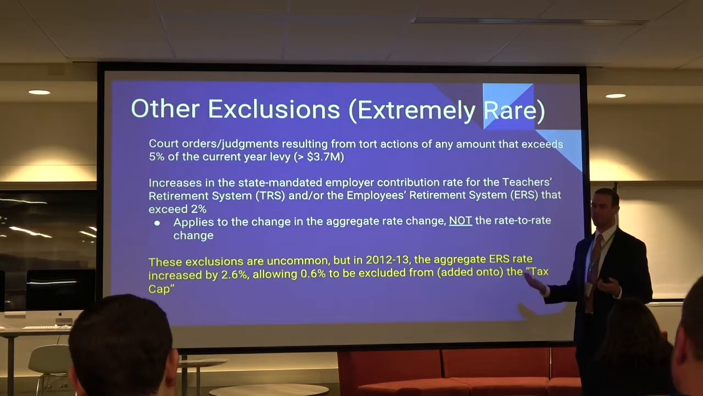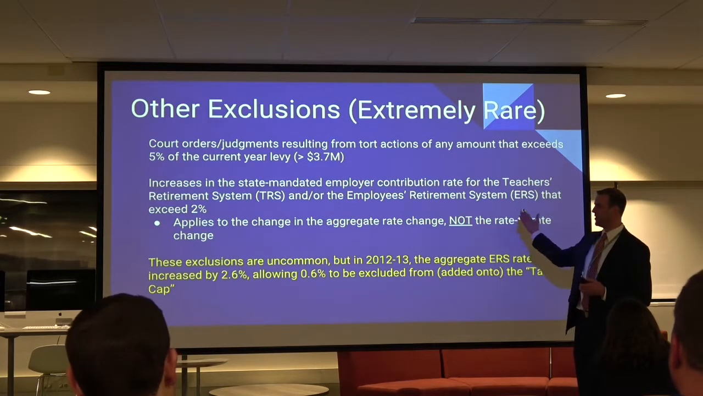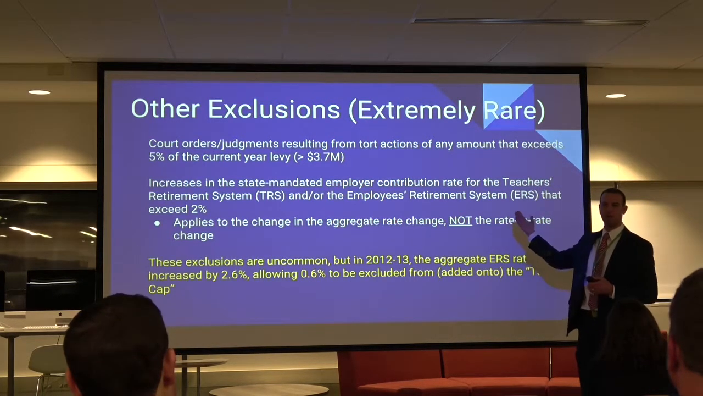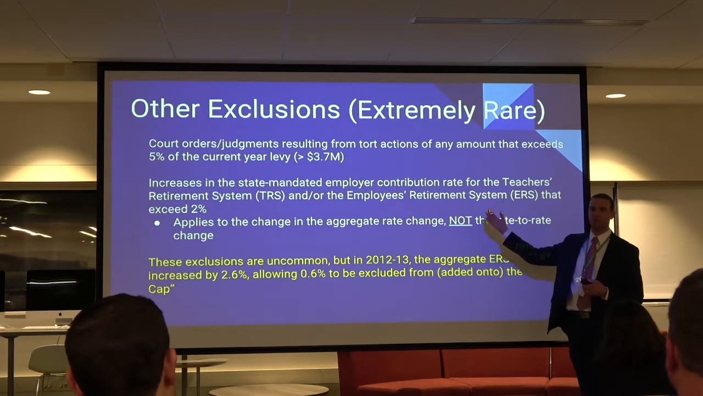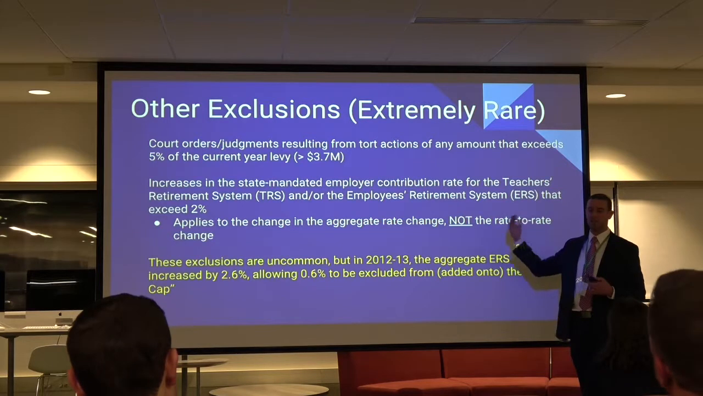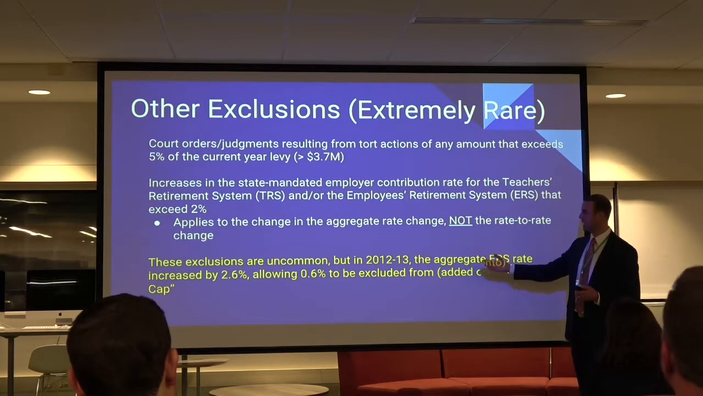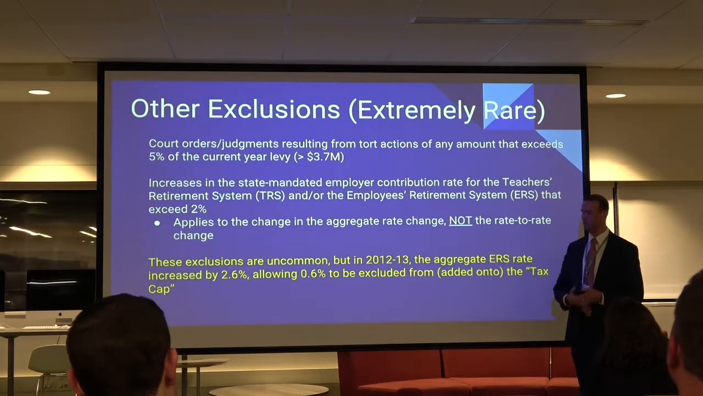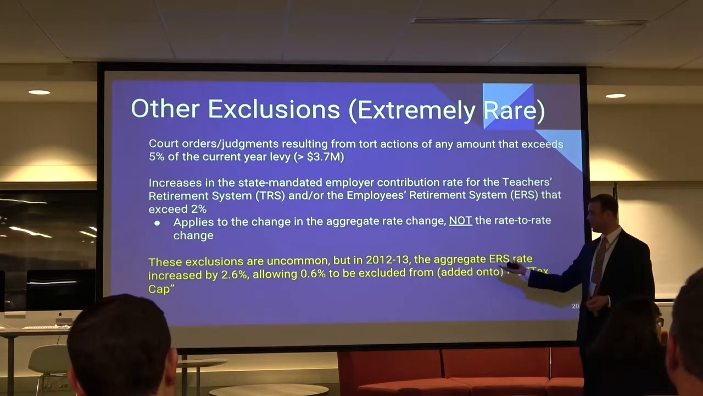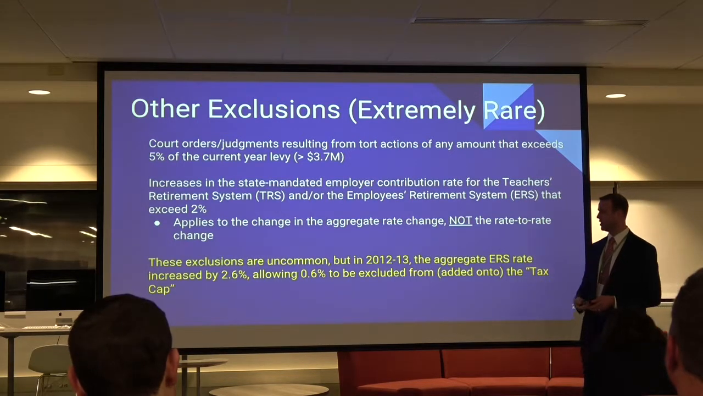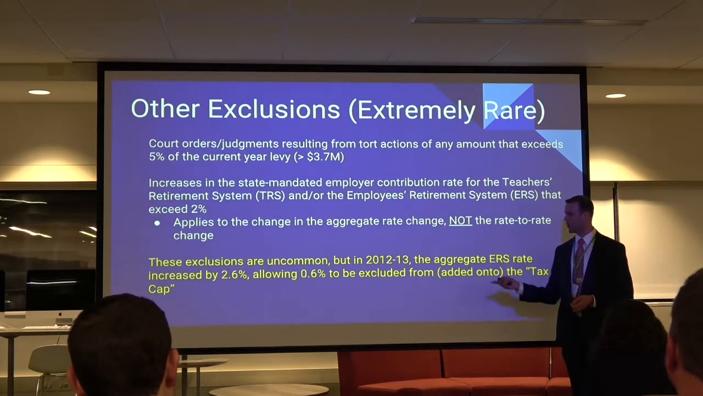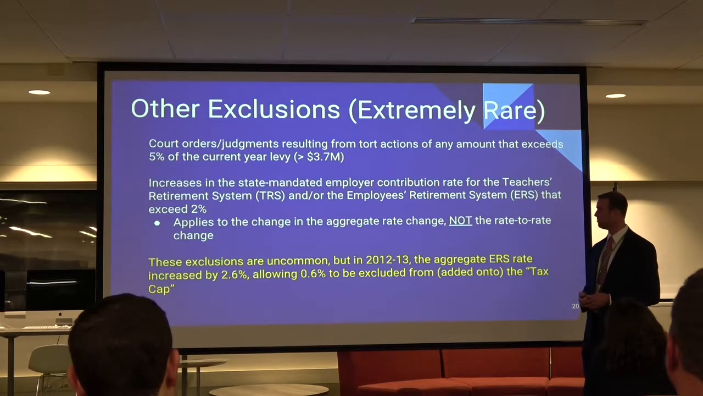If that makes sense. So the tax cap does consider that, but they consider it in the wrong manner because a 3% increase in the aggregate rate is devastating. Being able to exclude that difference really wouldn't benefit the district much. But it's available to us. Fortunately, it's only come into play once in the 12-13 year, where there was an aggregate rate increase of 2.6%.